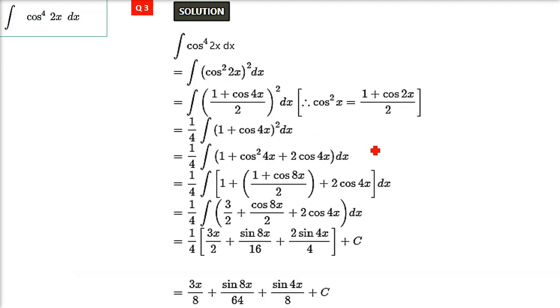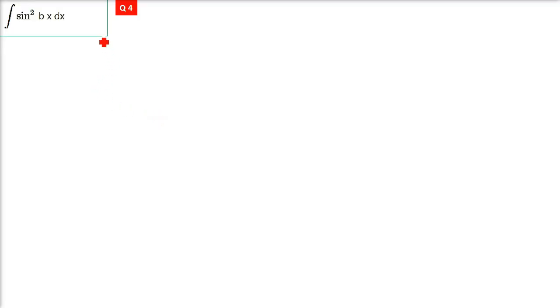So this is the only thing in this question which needs an explanation: the formula. Cos raised to 4 2x is written as cos square 2x whole square, and we use the formula of cos square x, 1 plus cos 2x by 2. This is sine square bx. Cos square angle we have already done. So in a similar way we are going to go about it.